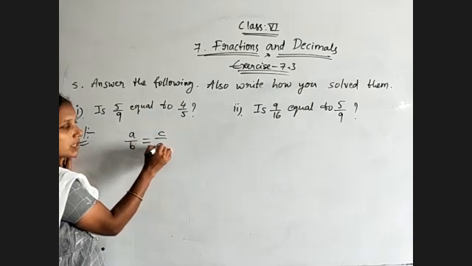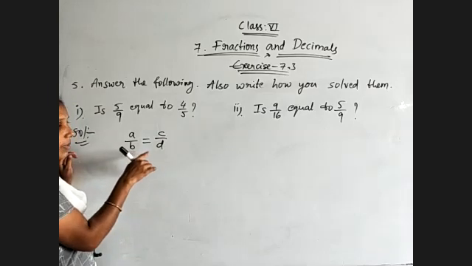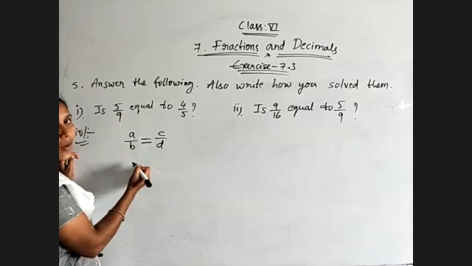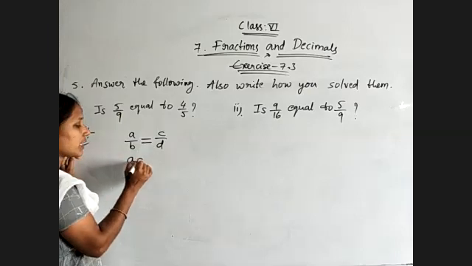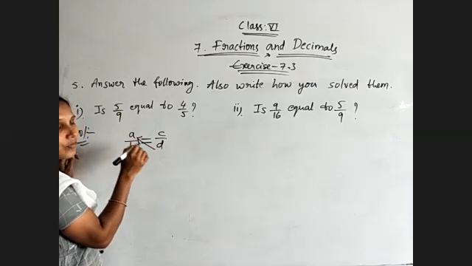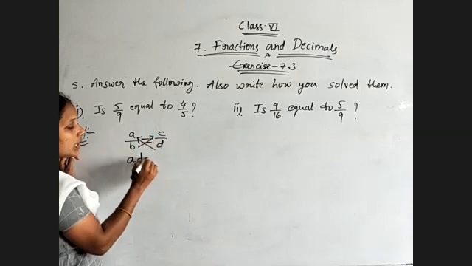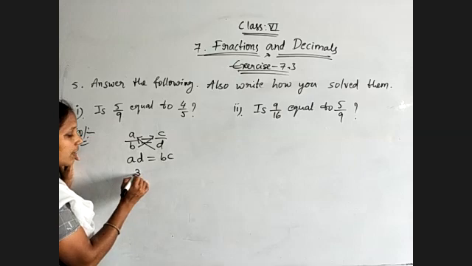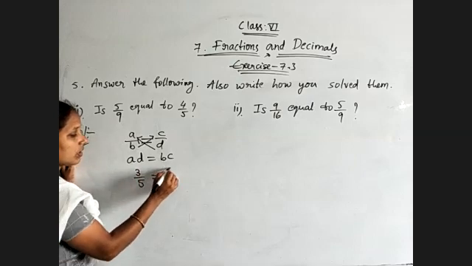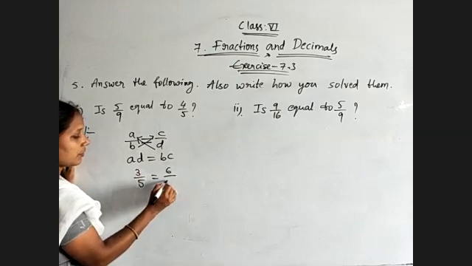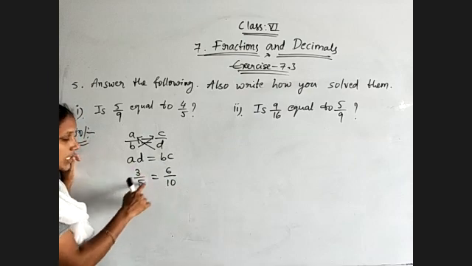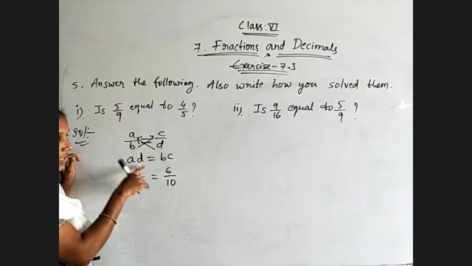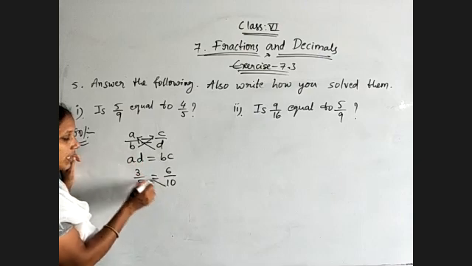But how can we say that two fractions are equivalent when a by b is equal to c by d? Suppose two fractions a by b and c by d. If these two are equivalent, then they must satisfy the cross multiplication condition: A into D must be equal to B into C. That means, suppose I have 3 by 5 equal to 6 by 10. See, 3 2s are 6, 5 2s are 10. We know that these two are equivalent fractions. Now we will check with cross multiplication.